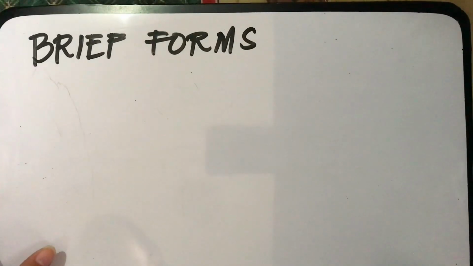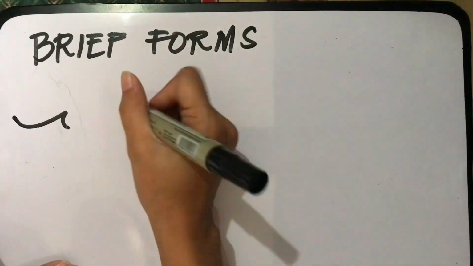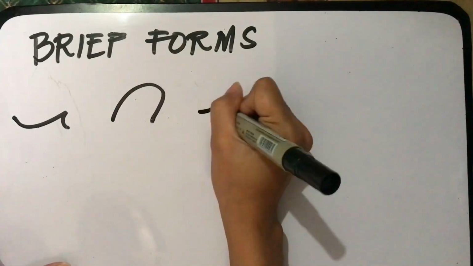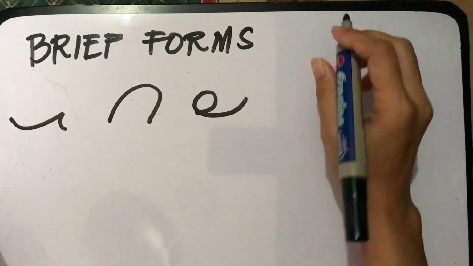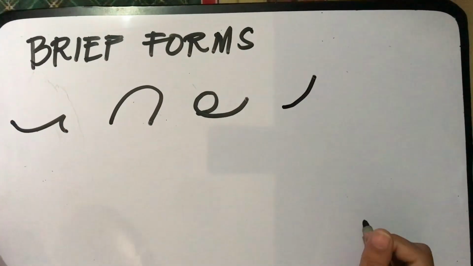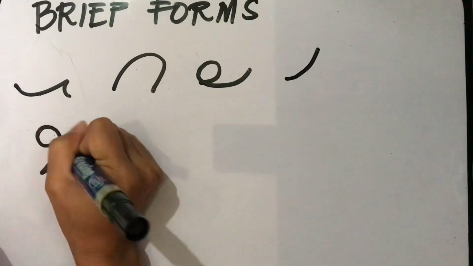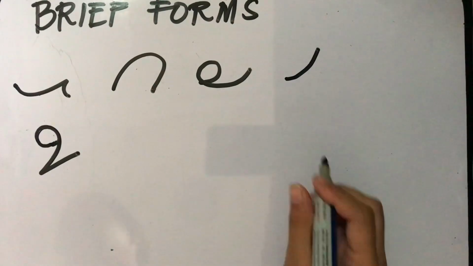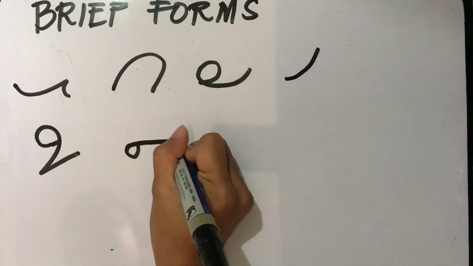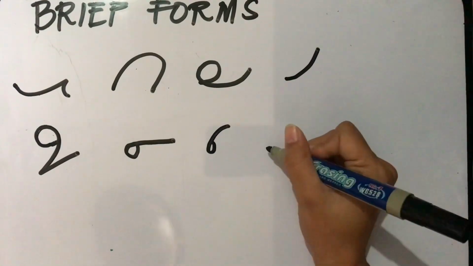In brief forms, we have the word ours, this, where, there, after, when, with, and them.